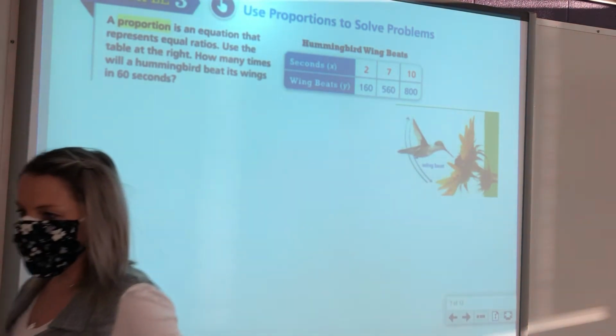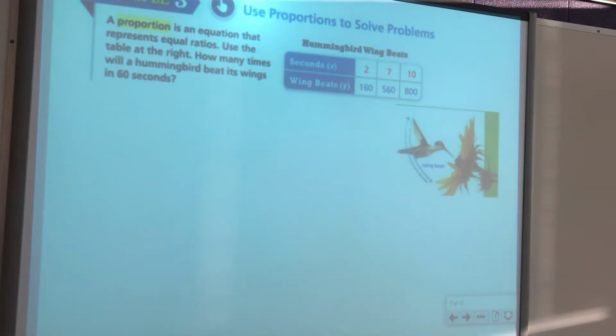Example number 3. A proportion is an equation that represents equal ratios. Use the table at the right. How many times will a hummingbird beat its wings in 60 seconds? So a proportion is an equation that represents equal ratios.